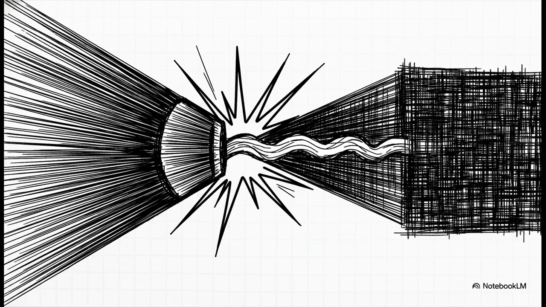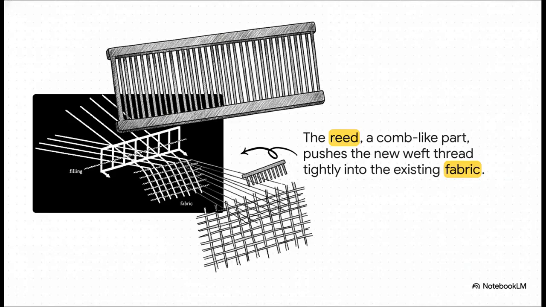And now for my favorite part, the most dramatic moment, the beat up. This is the forceful, powerful action that officially turns a loose thread into a real part of the fabric. The hero of this step is the reed. It's this comb-like metal part that swings forward with a whole lot of force. Its only job is to push that new weft thread tightly up against the edge of the fabric that's already been woven, packing it right into place.